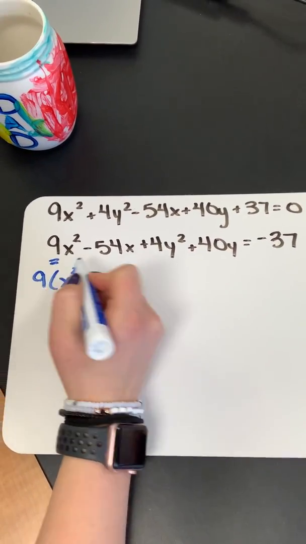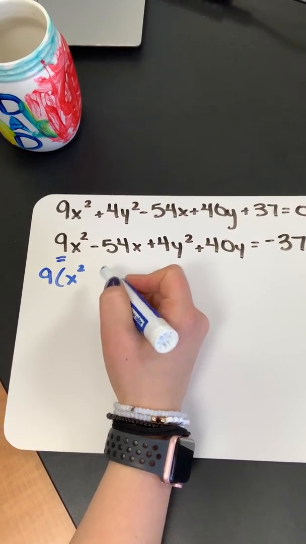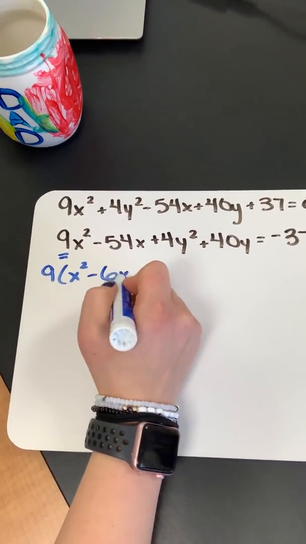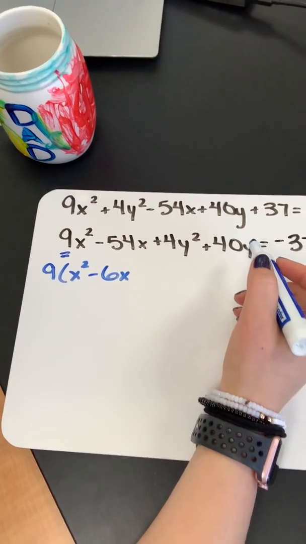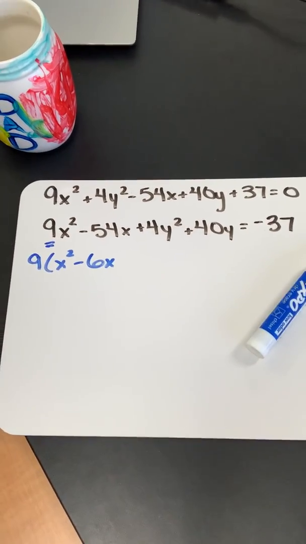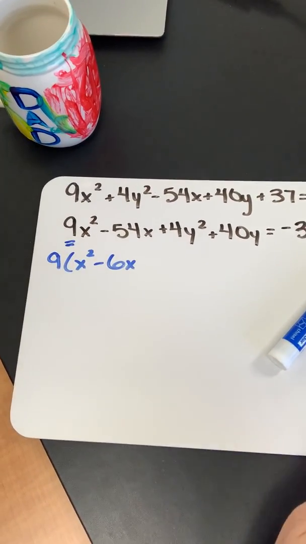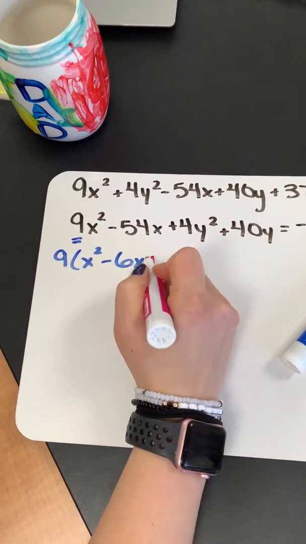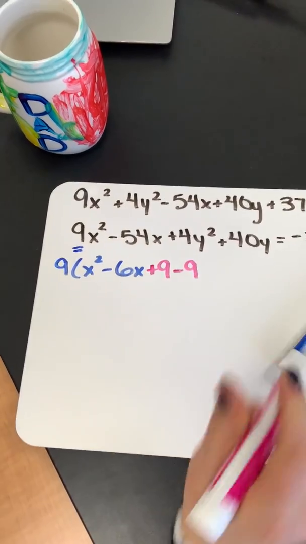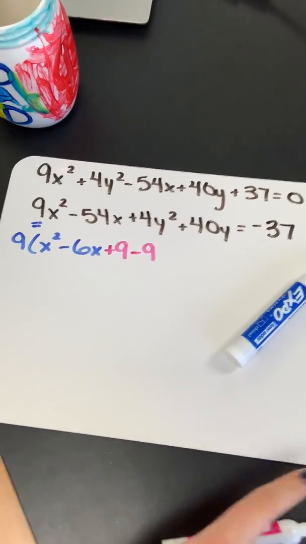So x squared, 9 into 54, we've got minus 6x. And we have to complete the square now with our b value being 6. So we've got 6 divided by 2, and squaring that, we know that we have plus 9 and then minus 9, right? So what do we do inside?